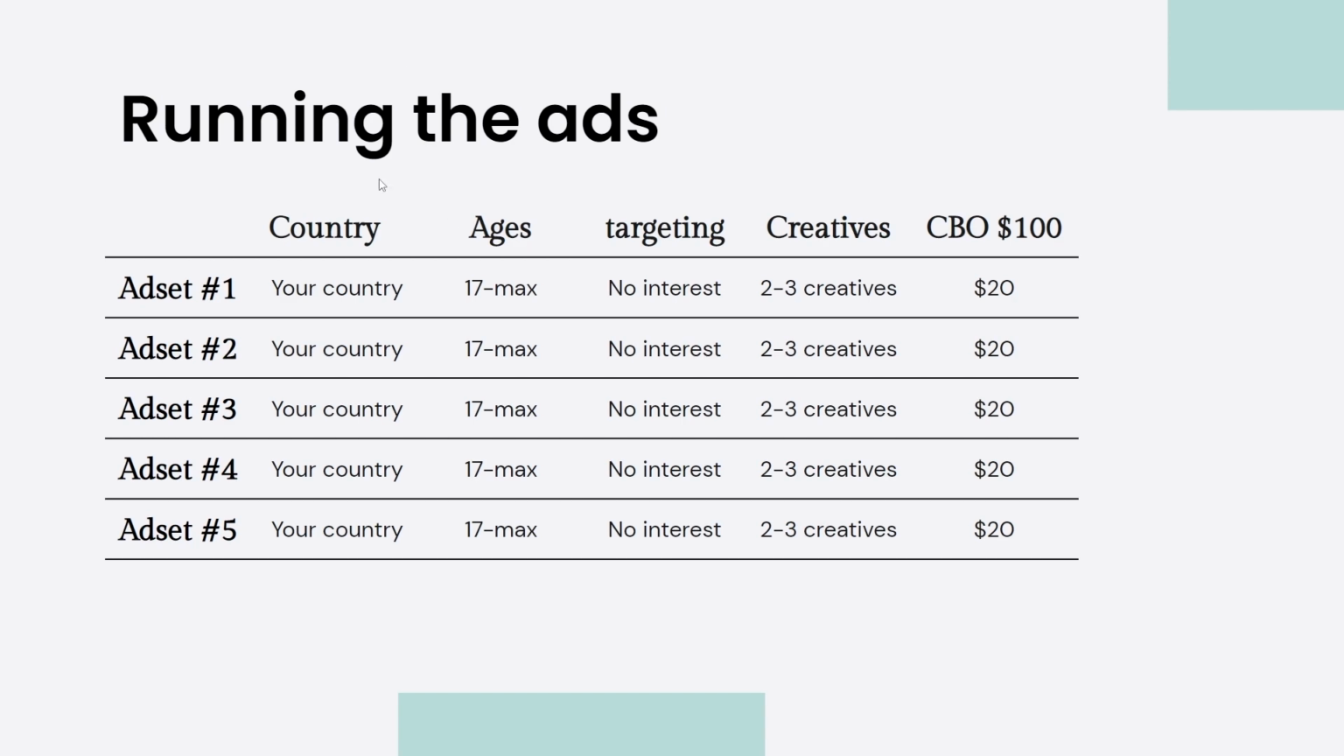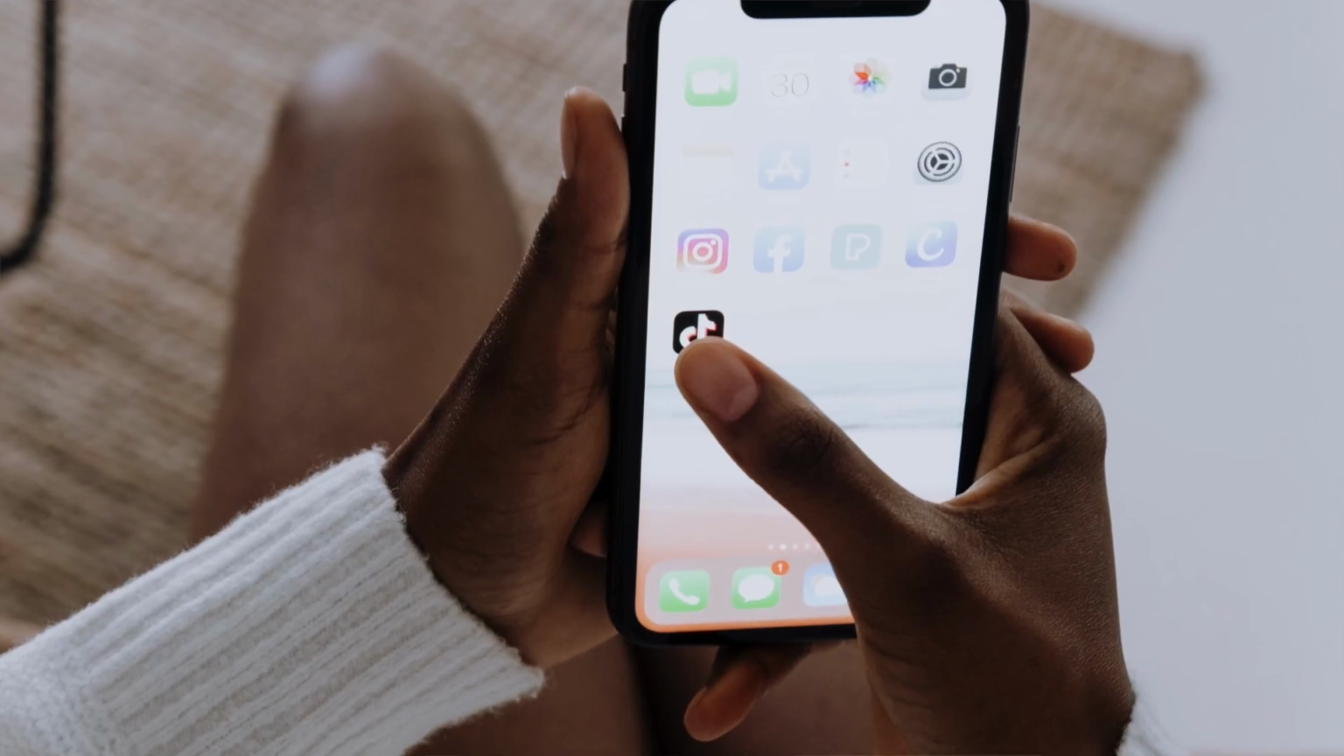When it comes to the targeting, you want to do no targeting. TikTok is a very new platform. It's a very broad platform. So when you run ads there, you want to make sure that you go as broad as possible to get the first few sales in. And once you get that, you can start narrowing down and finding your ideal audience.